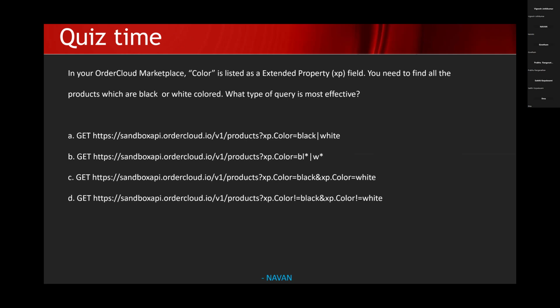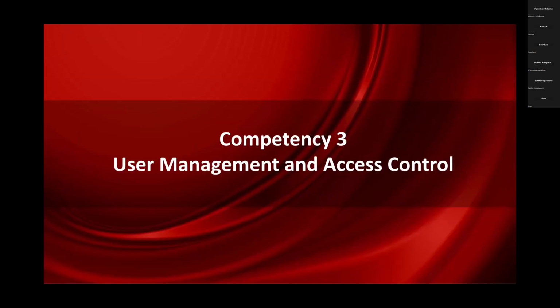You need to find all the products which are black or white colored. What type of query is most used? This is, again, inspired by one of the questions in the exam. You can easily find out that this is the answer option, because the others are not effective anyway. This is the one which used the OR operator against the query. The other options are using an AND operator and so on. So take a look at the different query options: greater than, less than, equal to, and also these properties. There are some examples that are useful.